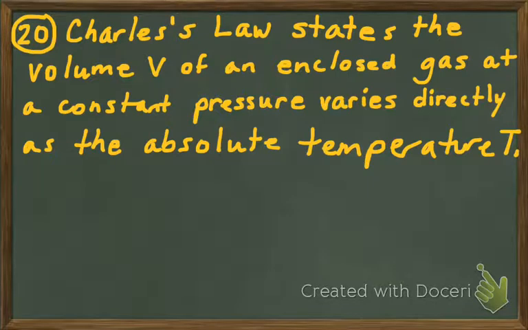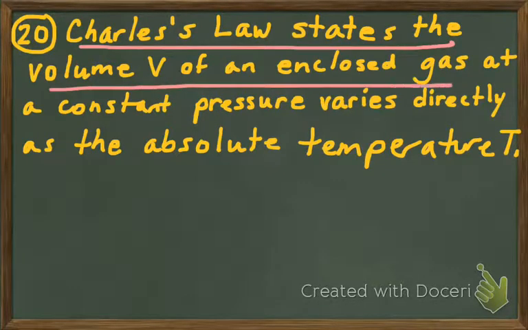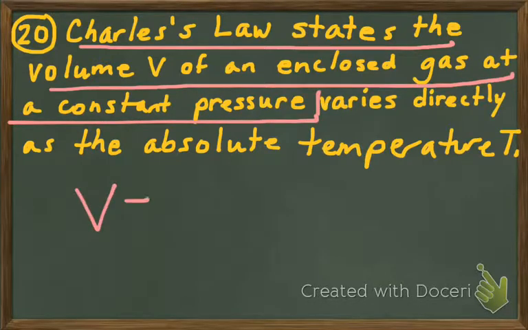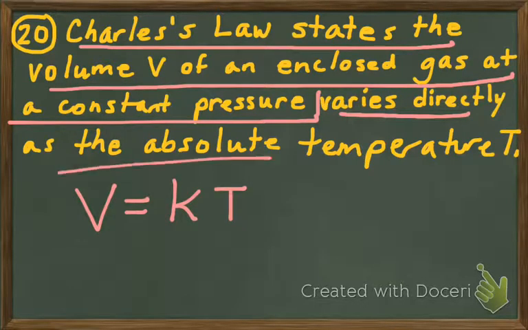All right, and then on to the next one. We have Charles' law states that the volume of an enclosed gas at a constant temperature varies directly as the absolute temperature T. All right, so all that wording at the beginning, Charles' law states the volume V of an enclosed gas at constant temperature, that's literally boiled down to V for volume. And then varies directly just tells you that your k is going to multiply the absolute temperature T. So that's just V equals kT.